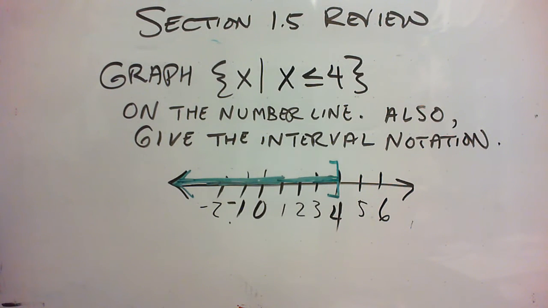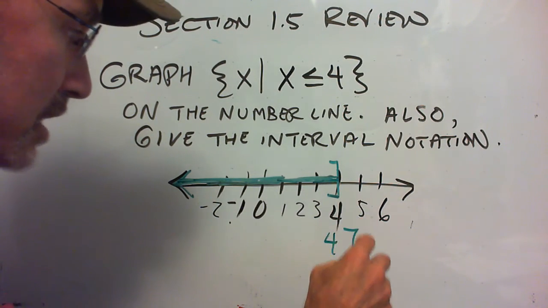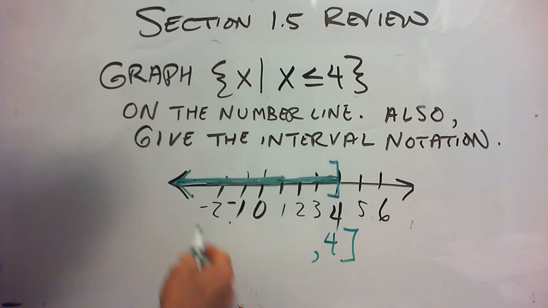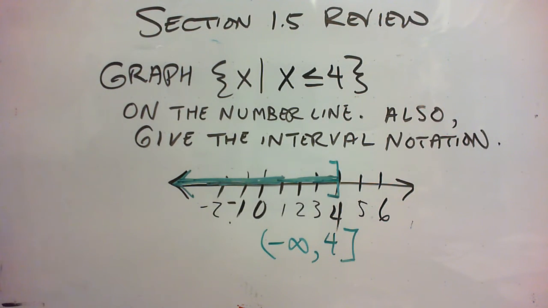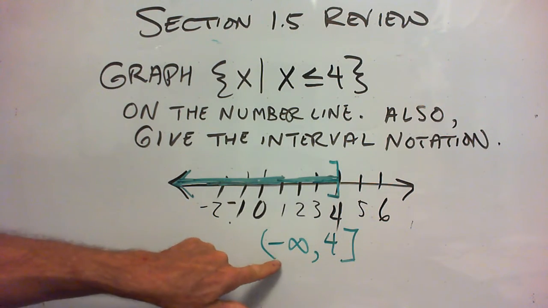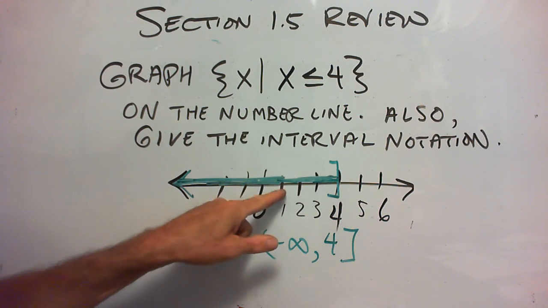Now, the interval notation that matches this, we have a 4, a square bracket, comma. There is no left endpoint, so we have negative infinity and a round bracket. We use a round bracket because you never can get to negative infinity. It just goes on forever. So there's your interval notation that matches this graph.